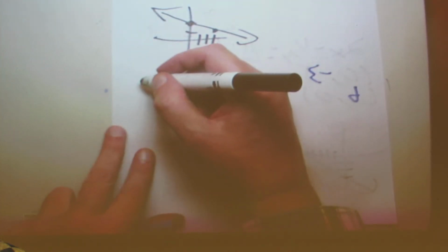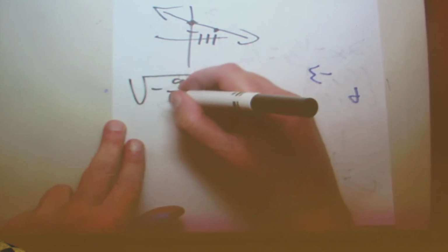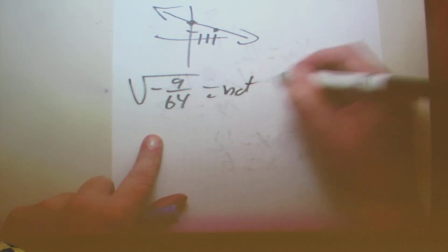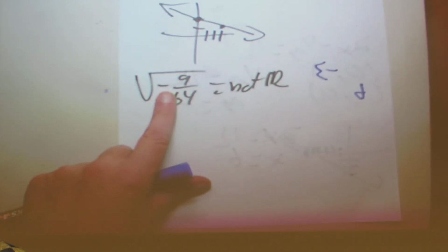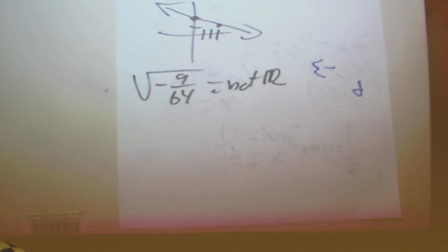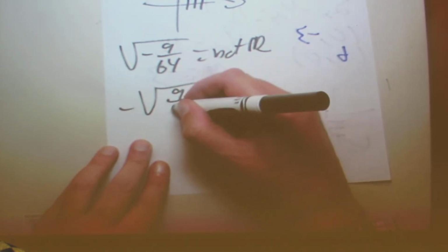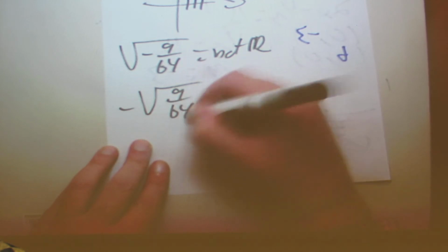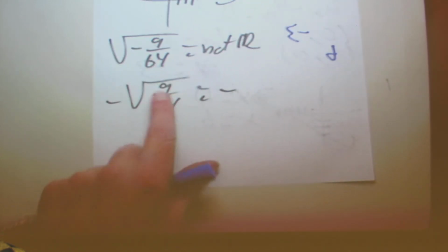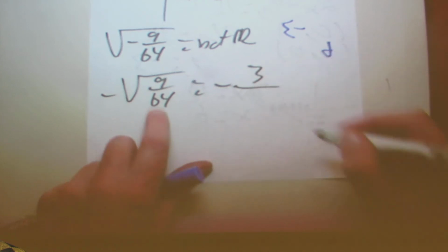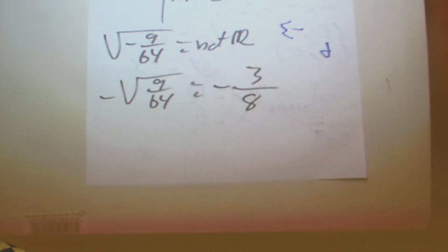Next, let's say that we have negative square root of negative 9 over 64. This is not a real number because we have a negative inside the square root. But if we have negative square root of 9 over 64, our answer is going to be negative. Square root of 9 is 3. Square root of 64 is 8.